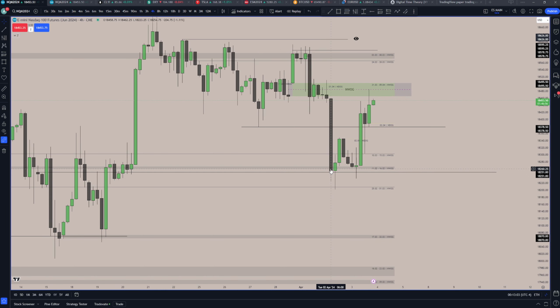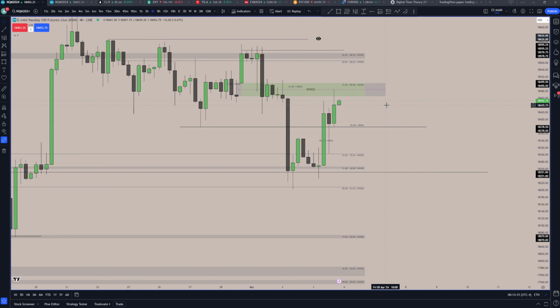But we went from new week opening gap, these old ones here, and obviously the other PDRAs that we were looking at, all the way right back to this new week opening gap. And this is the current one. That's why this one is important, okay?